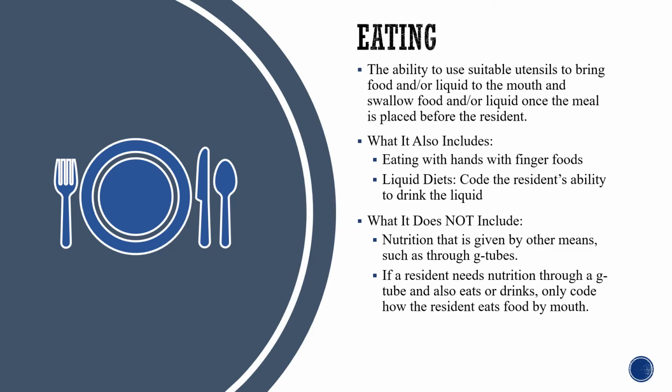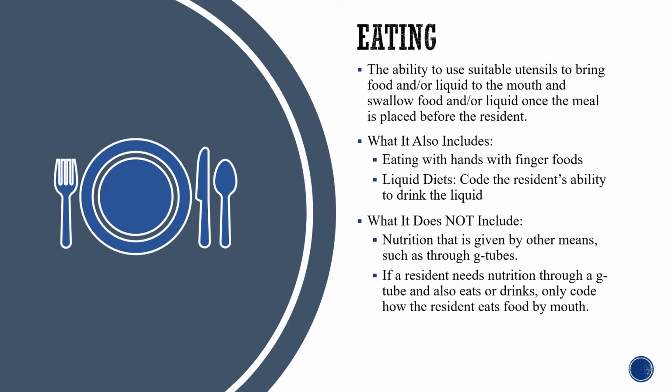Eating. The definition of eating is the ability to use suitable utensils to bring the food and or liquid to the mouth and swallow food and or liquid once the meal is placed before the resident. What it also includes is when a patient eats finger foods with their hands. Liquid diets. We can code the resident's ability to drink the liquids. What it does not include is nutrition given by other means, such as through G-tubes.